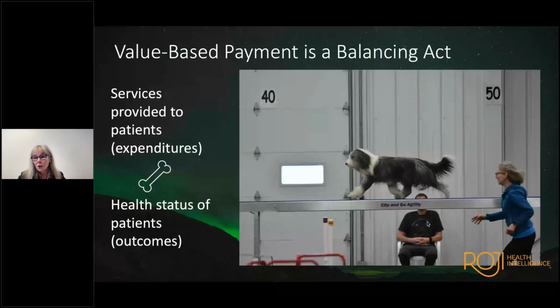Value-based payment is always going to be a balancing act between the expenditures, which are services provided to patients, and the health status of those outcomes. So this is the connection between cost and quality that we can use from the APP. This is Pippi managing the dog walk.